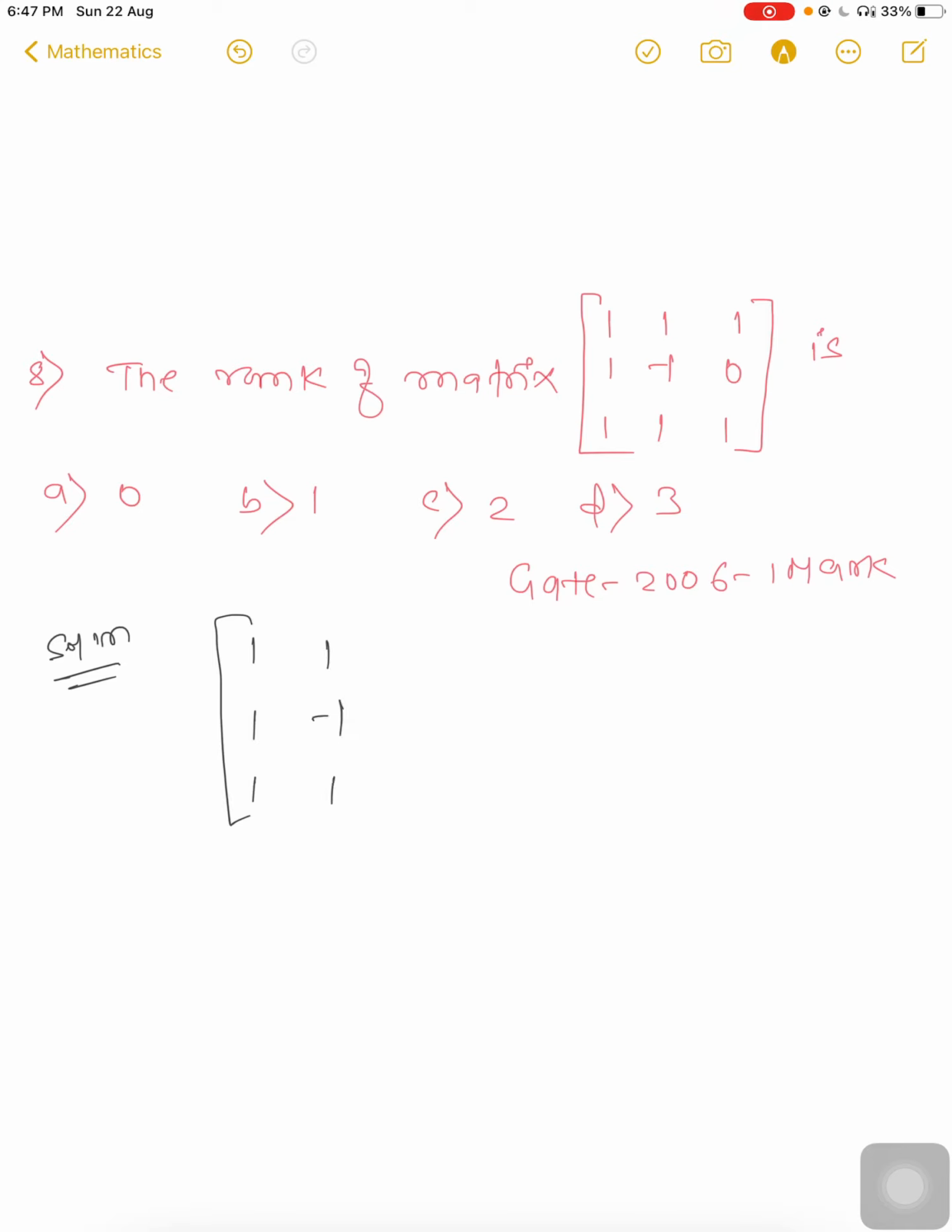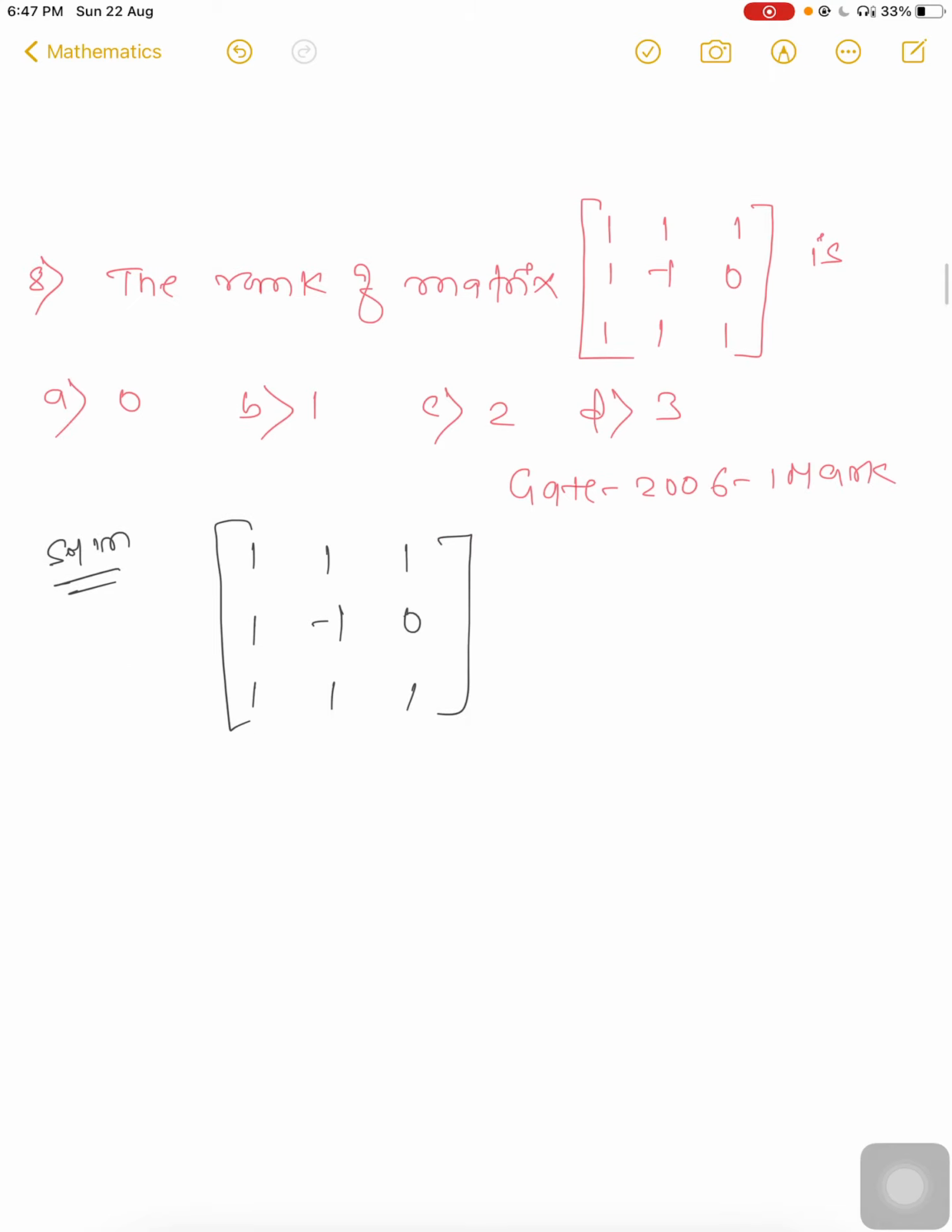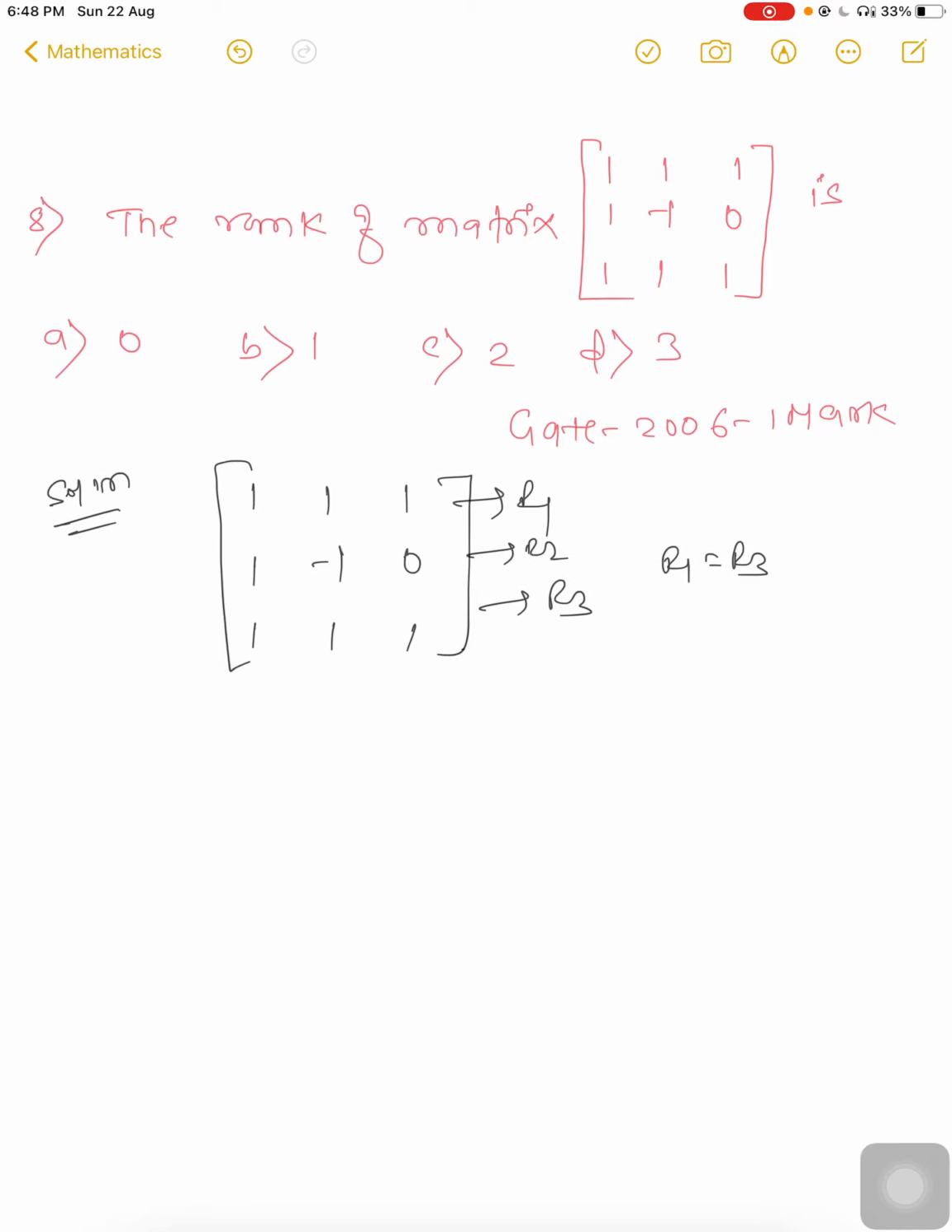Determinant 1, 1, 1, 1 minus 1, 1, 1, 0, 1. Two rows are the same, means the determinant of this 3 by 3 matrix will be 0. Maximum possible, the 3 by 3 determinant is 0. R1 is equal to R3, so determinant of this one is 0, means 3 is not a possible rank.